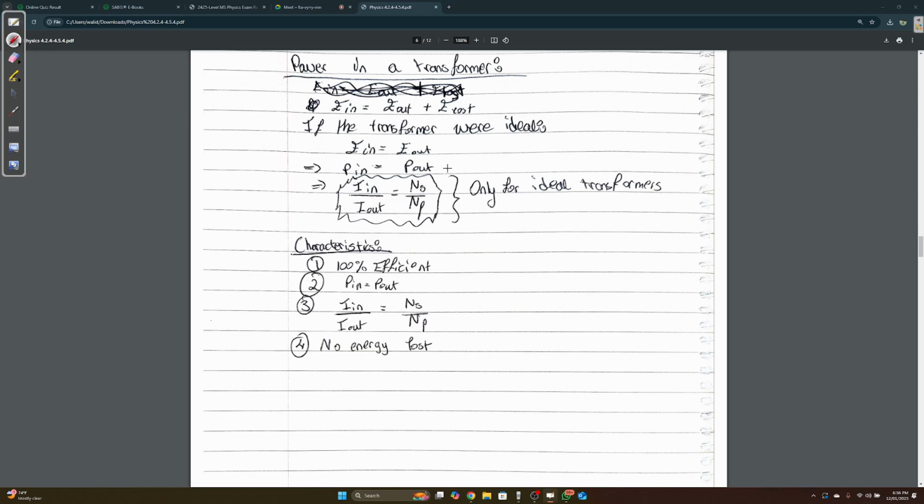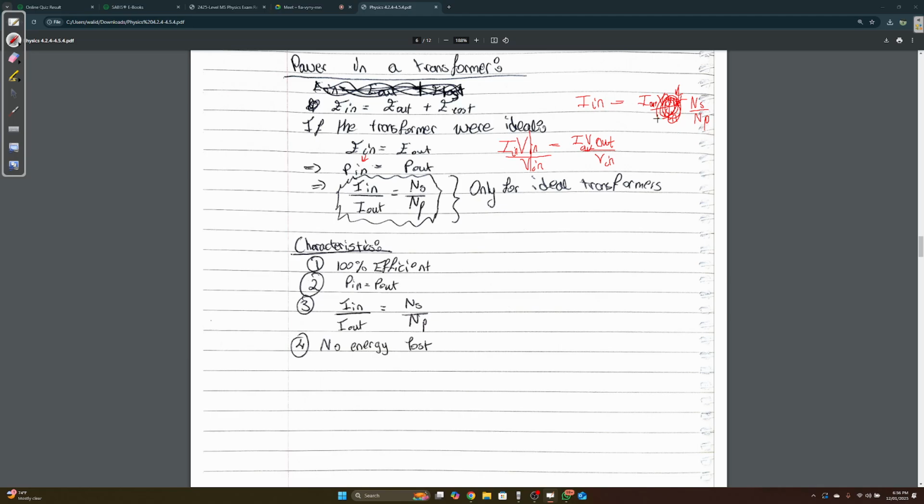You can derive a formula from that, because power is equal to IV. So I in V in is equal to I out V out. Now, this is I in, V in, and this is I out, V out. If you divide by V in on both sides, V in cancels, and you get I in equals I out times V out over V in. From our previous formula, V out over V in is equal to NS over NP, so we can replace this with NS over NP. So I in is equal to I out times NS over NP.